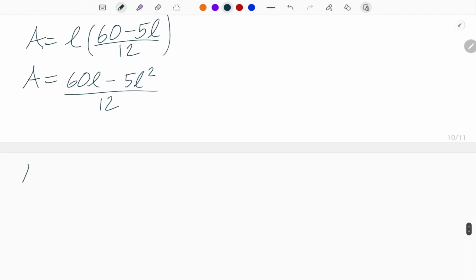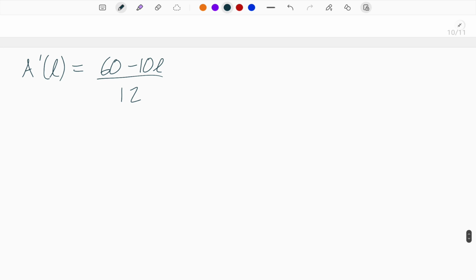So now we can take the derivative with respect to L, since it's just a single variable. And the division part doesn't matter. It's just dividing by a constant. So you can think of dividing by a constant like a coefficient in front. It's just going to stay as over 12. So really what matters now is the numerator. 60 times L is just derivative of 60. 5L squared minus 10L. And there we have it. We have the derivative with respect to L. We want to set this equal to 0 and then solve for L.